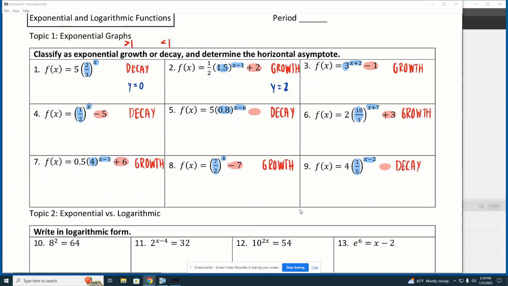So real quickly, if I understand that, I know that my asymptote on number 3 goes down 1, so y equals -1.